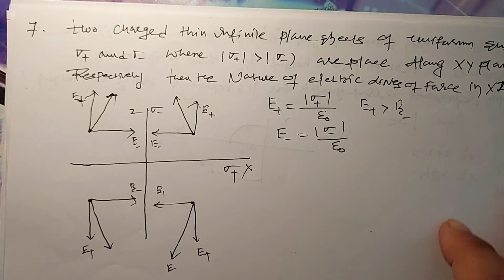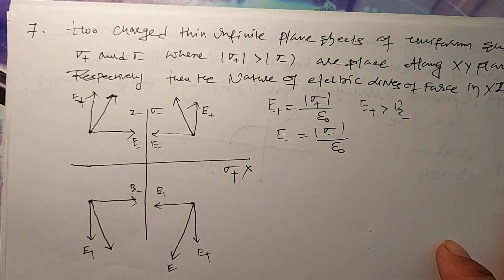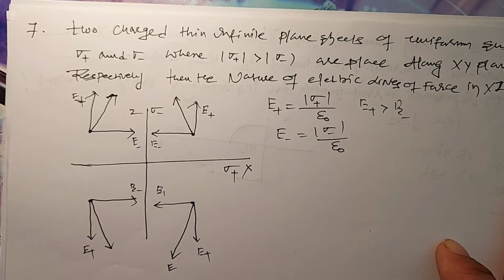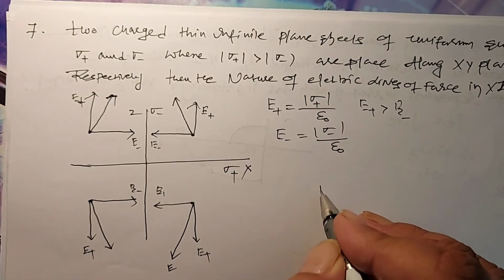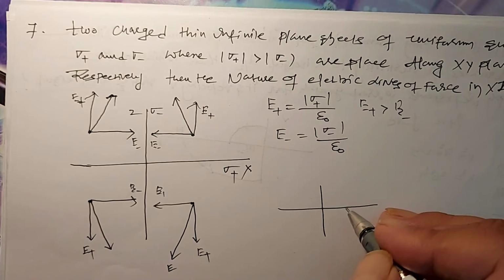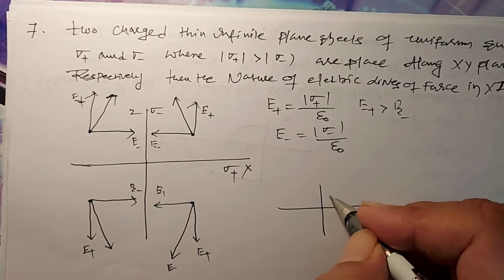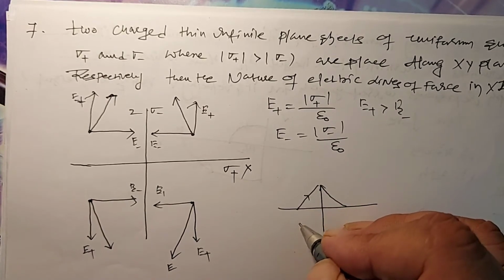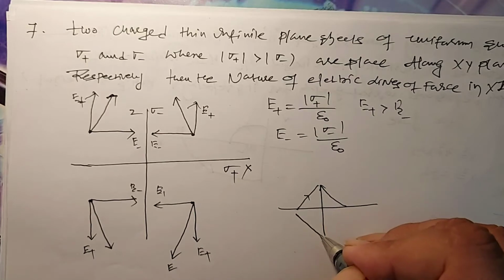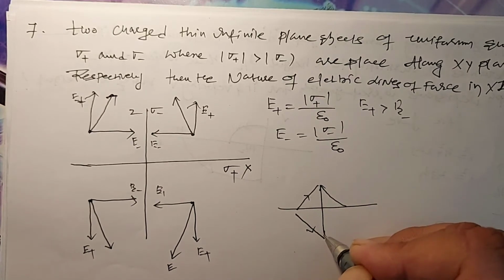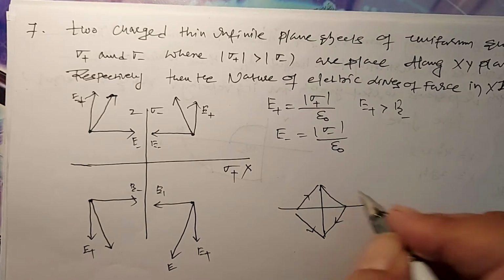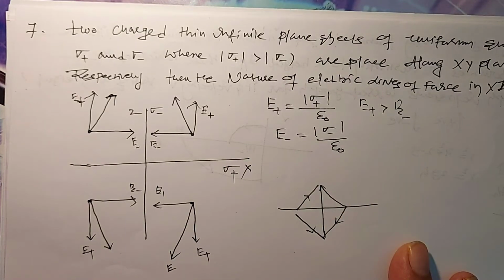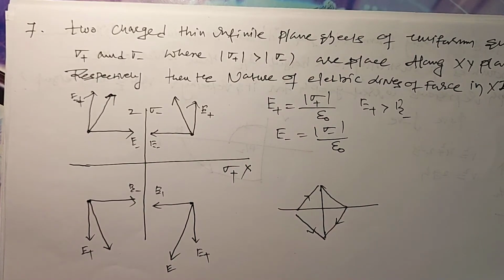So among the following, option 2 is correct. Option 2 is the correct option. The electric field lines look like this direction. Looks like this. So this is the correct option. The resultant electric field intensity is not exactly at 45 degrees. This is the twist in the question.